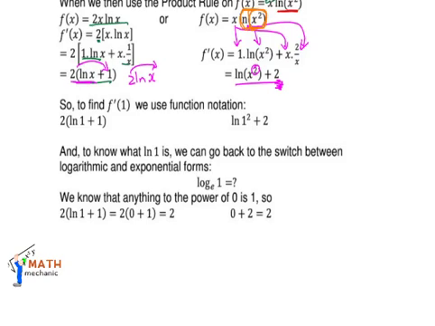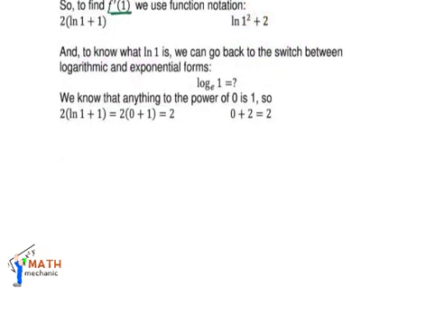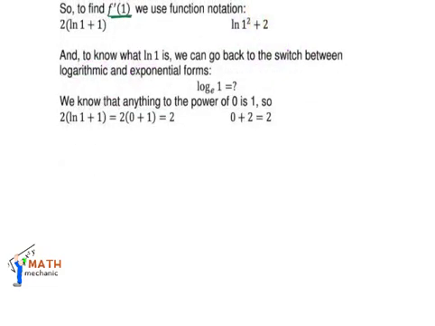So to come back to the original question, to find the first derivative at 1, we can just replace that x there with 1, and that x there with 1, and we get the following: 2 ln 1 plus 1 and ln 1 squared plus 1. Now to know what ln 1 is, we can go back to the logarithmic form. We can say e to the power of x is equal to 1. Anything to the power of 0 is 1, so it has to be a 0 on the right hand side.